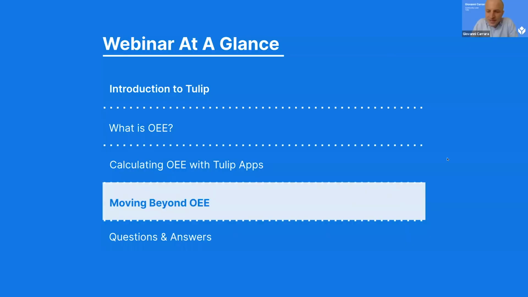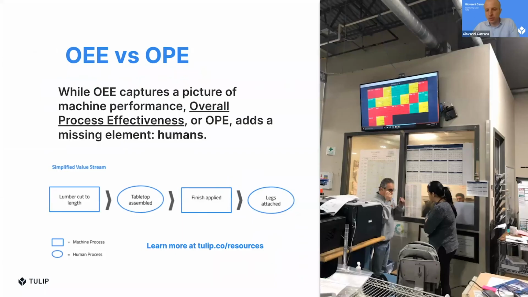Great. Thanks, Grant. That was a really good description, and thanks for doing the demo. Now, really briefly, would you mind going over, if we were to move beyond OEE and into OPE, what that is and how that can be calculated?